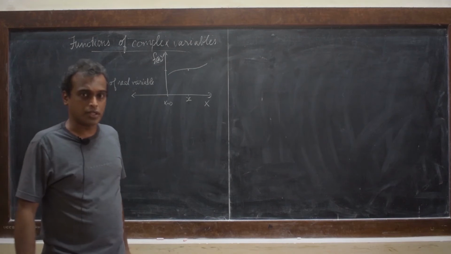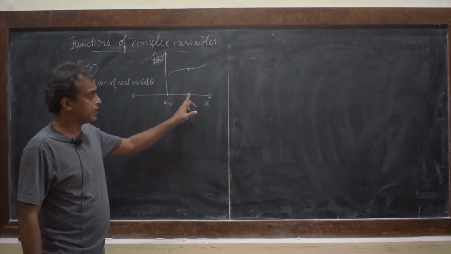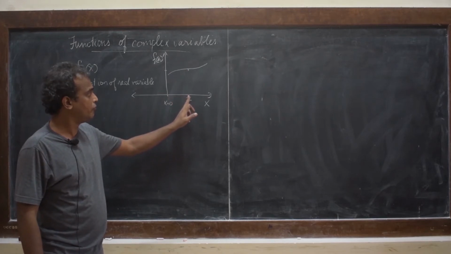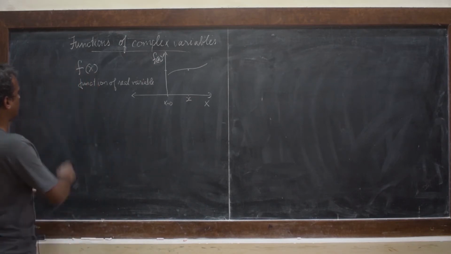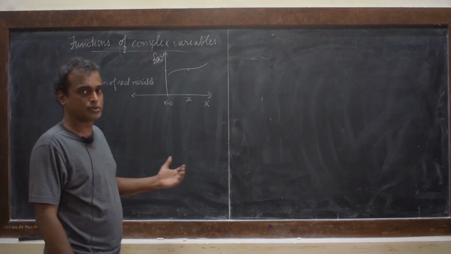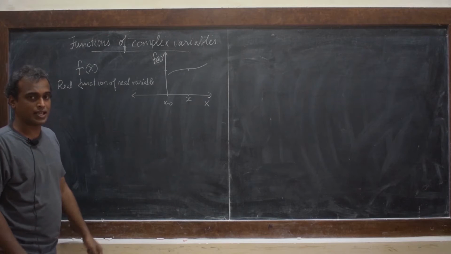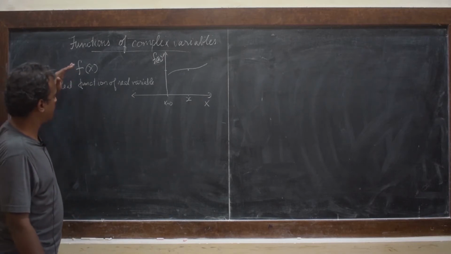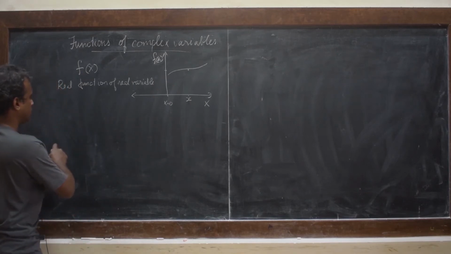Although I have said function of real variable, it is clear that I am associating a real number with every value on the x axis. In that sense, I could more precisely call it a real function of a real variable, although we do not usually do that and keep referring to this as a function of a real variable. Now, we try to generalize the same idea to the case of complex variables.